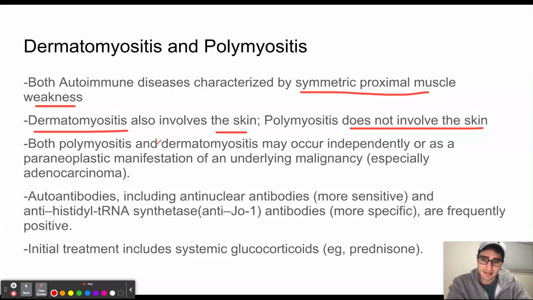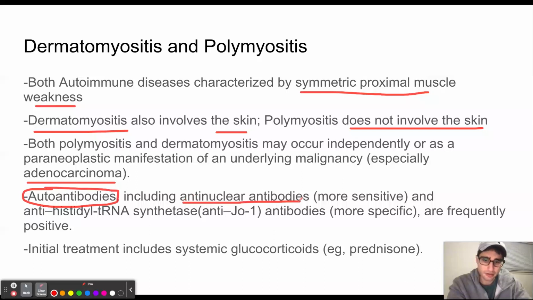Now, both polymyositis and dermatomyositis can be associated with cancer, especially adenocarcinoma. So if we are diagnosing a patient with polymyositis or dermatomyositis, we also have to work up the patient for a possible malignancy. Now, these two conditions can have autoantibodies associated with them.